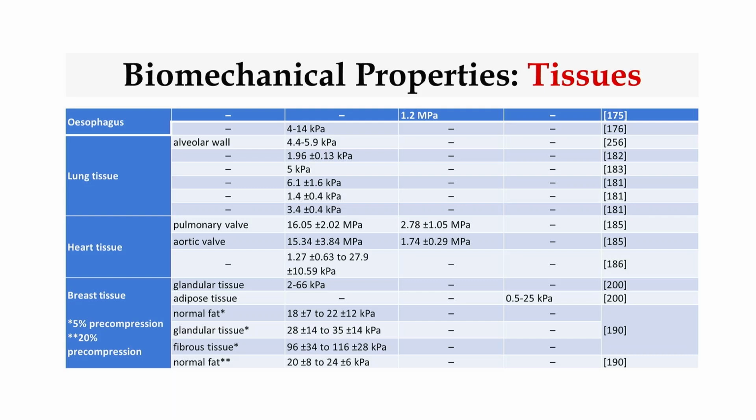Lung tissue, a lot of the research groups have described the properties again in kilopascal. The human heart tissue, specifically the pulmonary valve and the aortic valve, these properties have been described, as well as the ultimate tensile stress properties. The breast tissue is also another tissue which is widely studied at different levels of pre-compression, like 5% and 20%. Glandular tissue, adipose tissue, normal fat, fibrous tissue, all these properties have been well defined, but not the ultimate tensile strength.